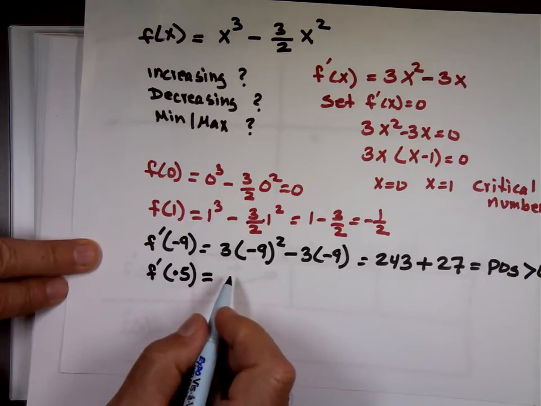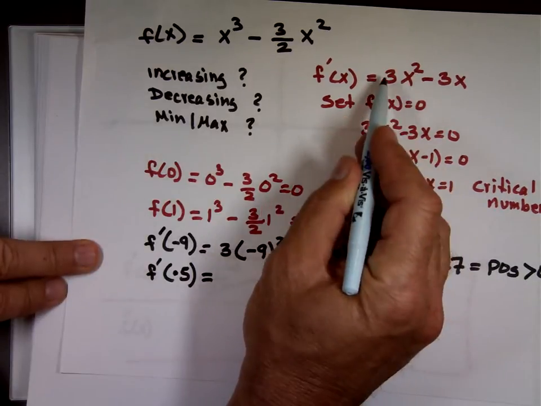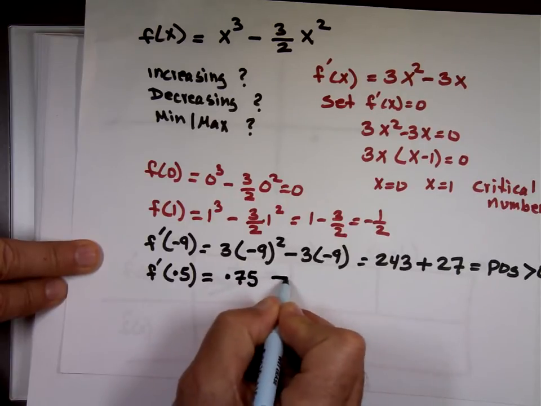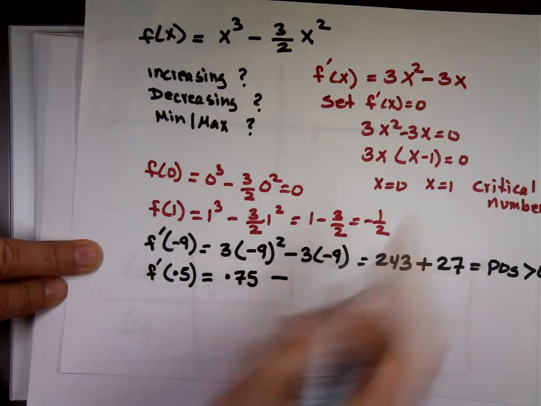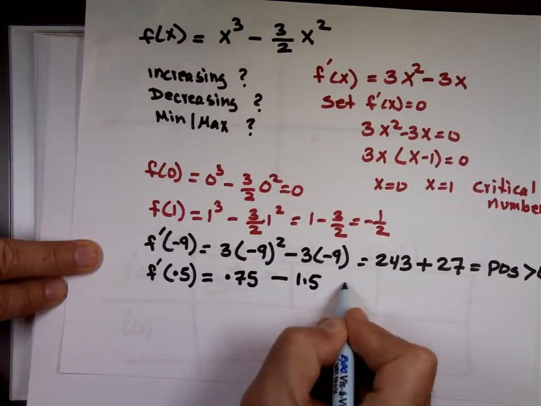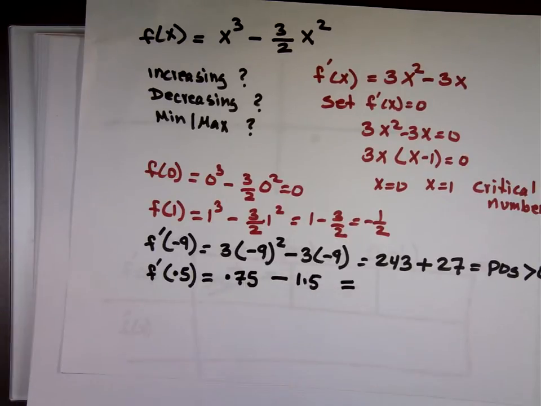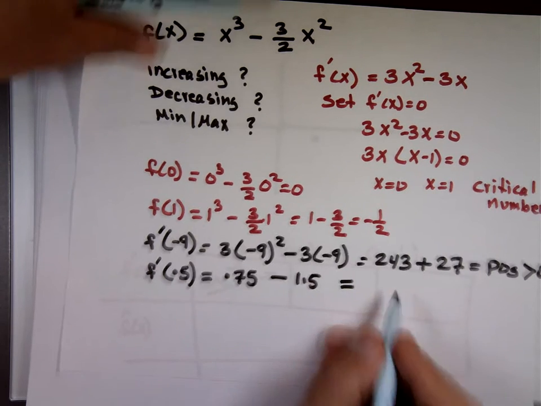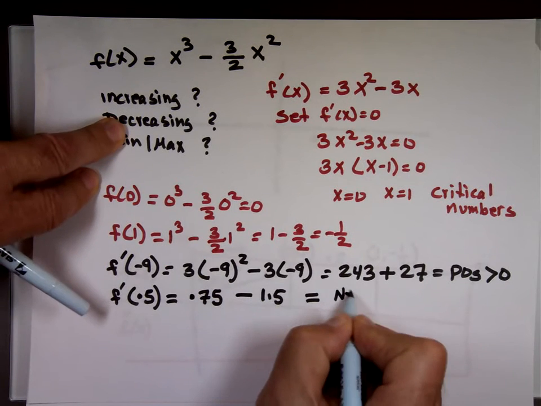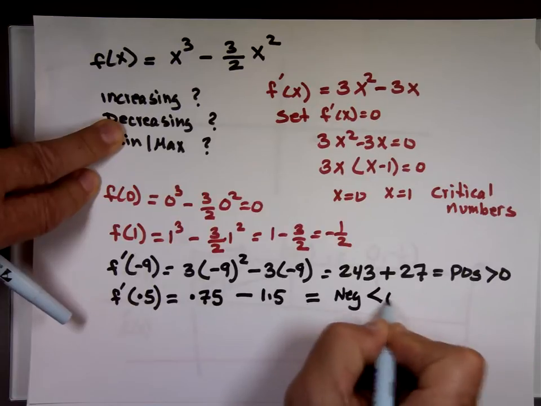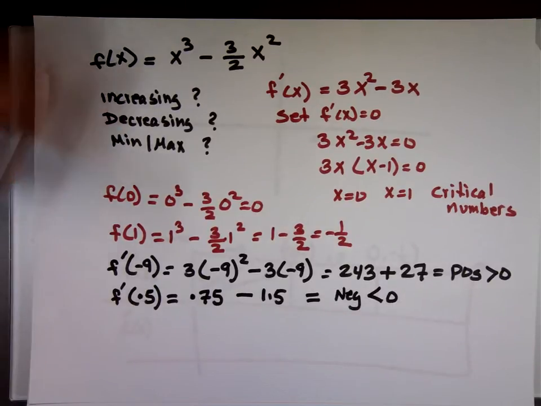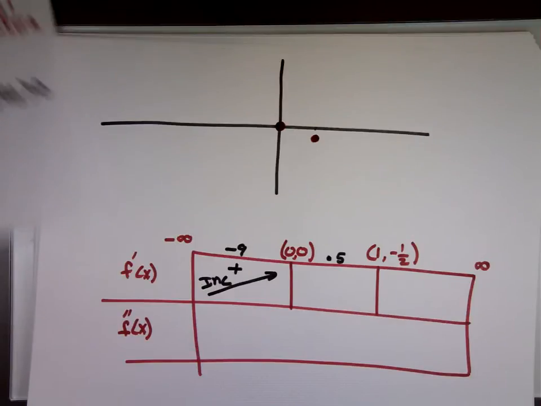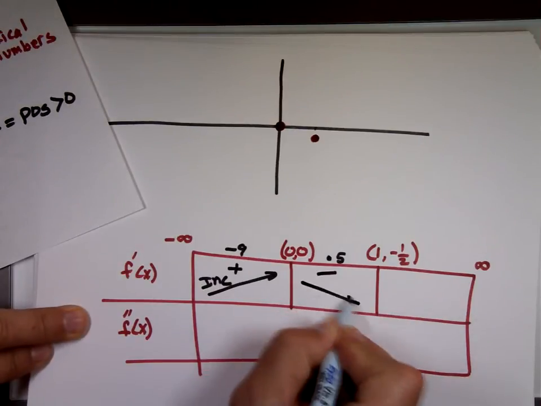0.5 when you square it, that's 0.25 times 3, 0.75. Minus 3 times 0.5, that's 1.5. Again, I couldn't care less what the number is. Do you think that number is positive or negative? Negative. That means less than 0. If the derivative is less than 0, what does that mean? Decreasing. Negative, that's decreasing.